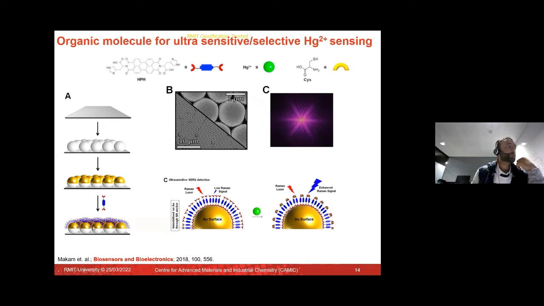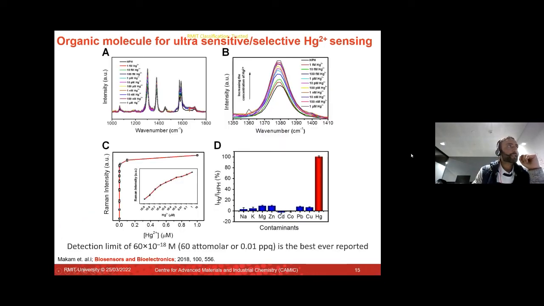We deposited them onto our colloidal crystal. So you can see on the bottom right corner there in the schematic, once you place these organic materials on your colloids, you try to do Raman detection, you get a low Raman signal. However, once you introduce mercury, because of these amine groups and interaction of the molecules with each other, you get enhancement in the SERS response.